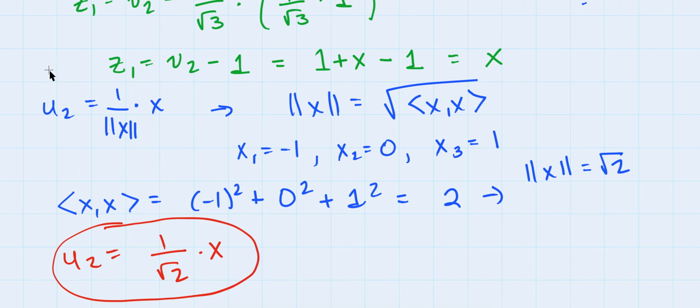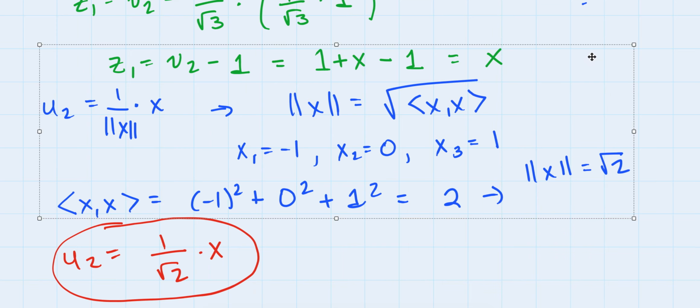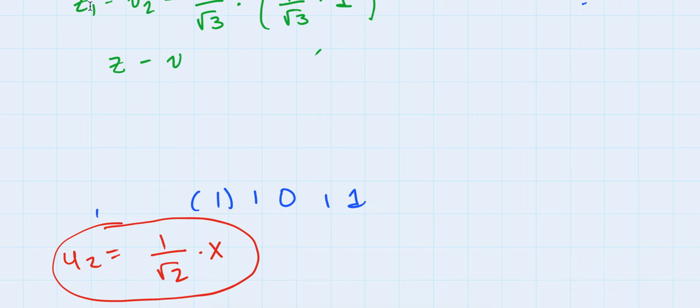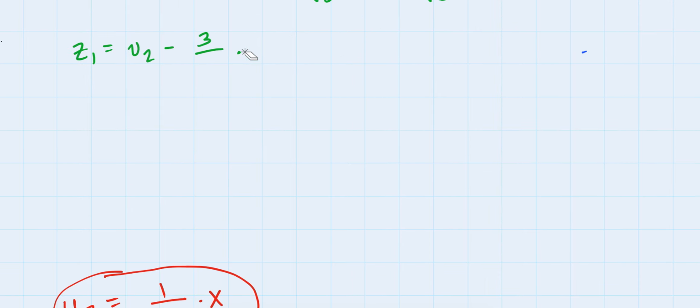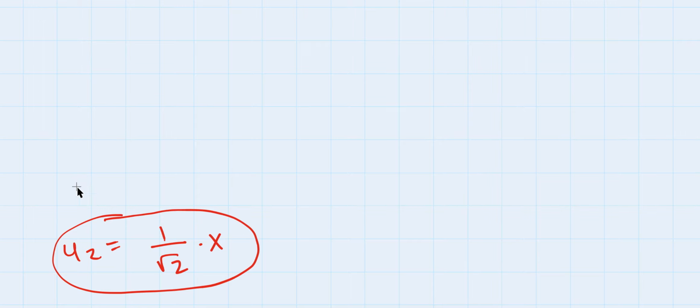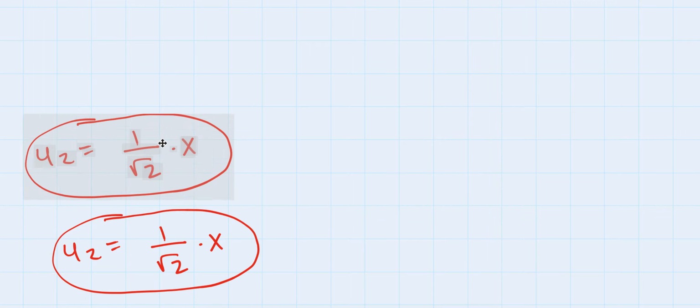Great. Now let's move this up to where the other vector is. And then we're going to figure out what u3 is equal to.